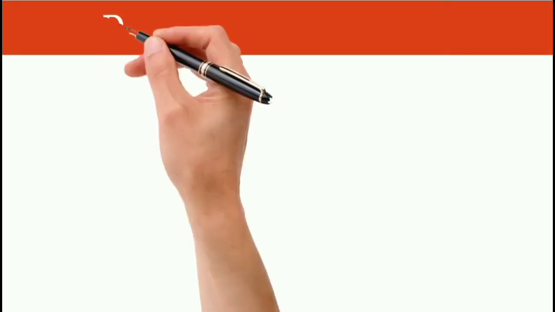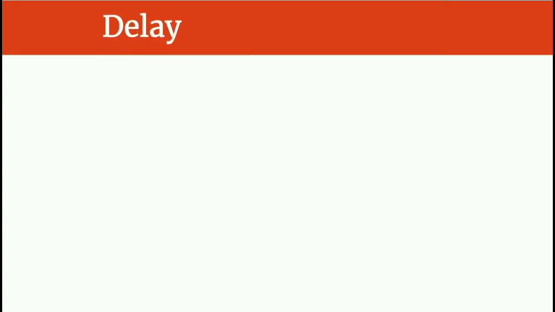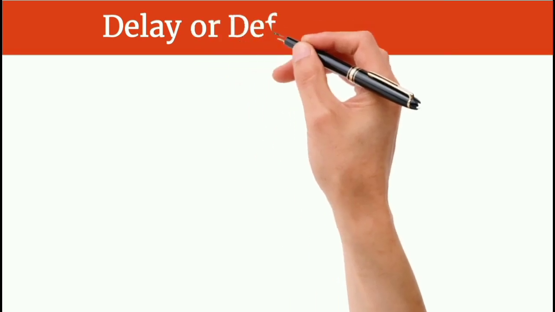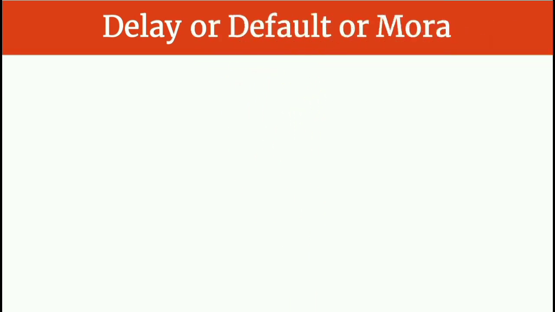Let's start with delay. Delay is otherwise known as default or mora. Recall that fraud is otherwise known as deceit or dolo. Negligence is otherwise known as fault or culpa. Ang delay naman, tinatawag din ito na default or mora.